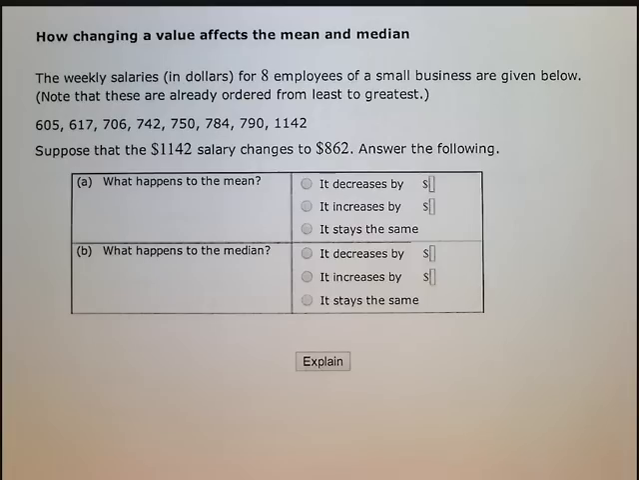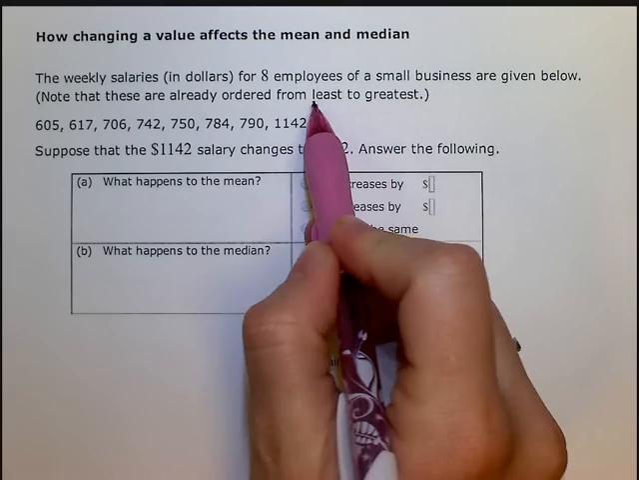How a changing value affects the mean and the median. The weekly salaries in dollars for 8 employees of a small business are given below. Note that these are already ordered from least to greatest, so this is nice because I'm not going to have to reorder any of my numbers.